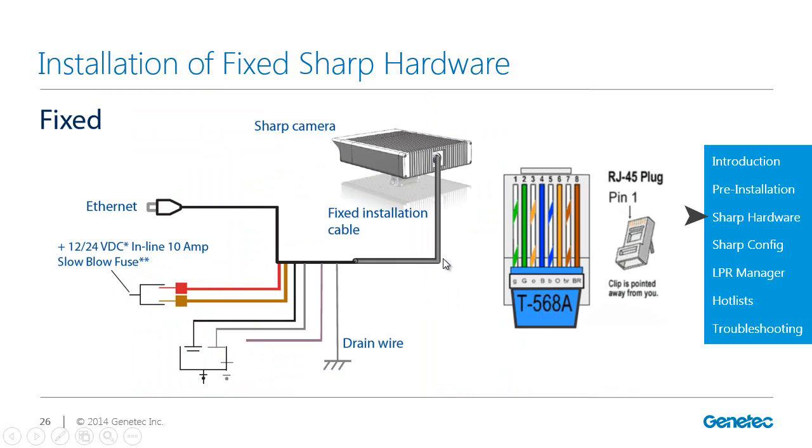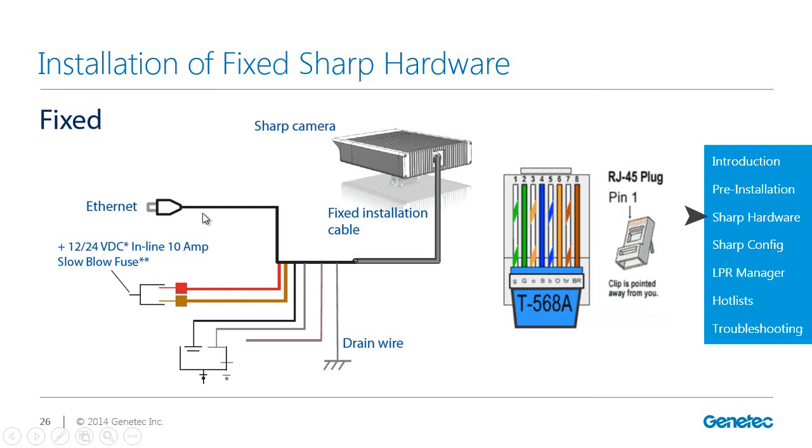Now the cable that comes with the Sharp is divided into several wires for your power, for your grounding, for common use, and you also of course have your Ethernet cable here as well. We do have several cable lengths available that you can order, and you can actually shorten the wires if you need to, but you should never try to extend the wire.